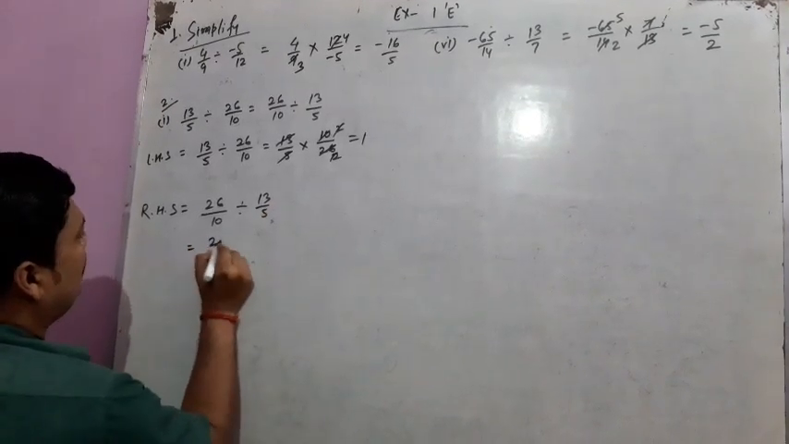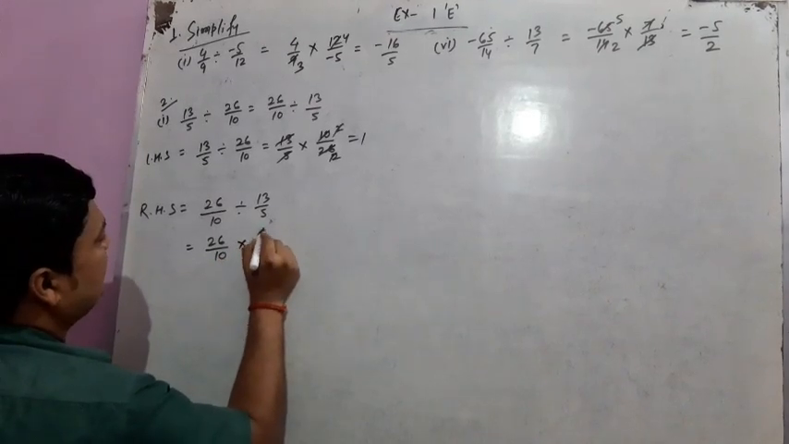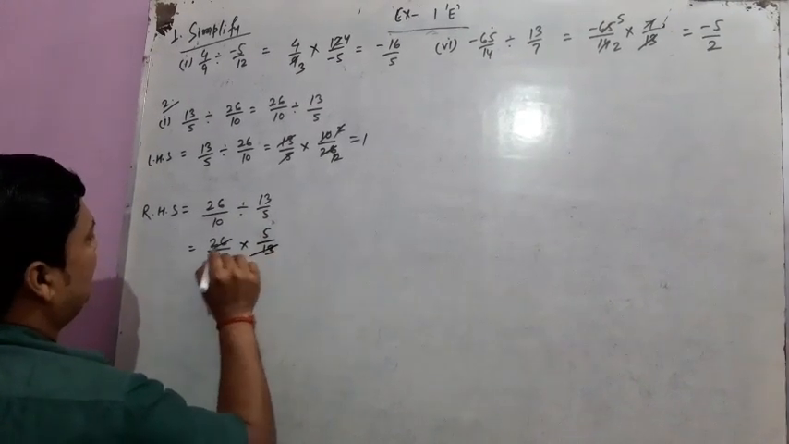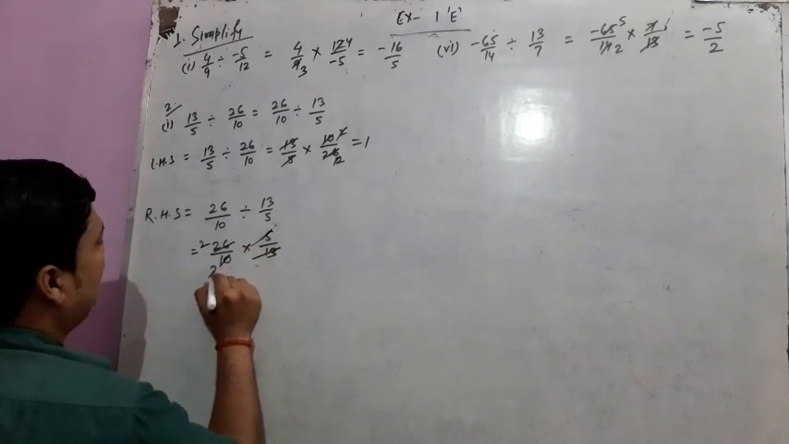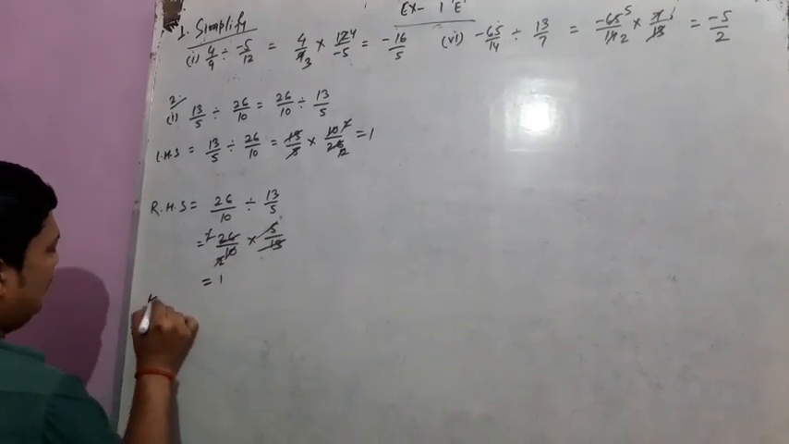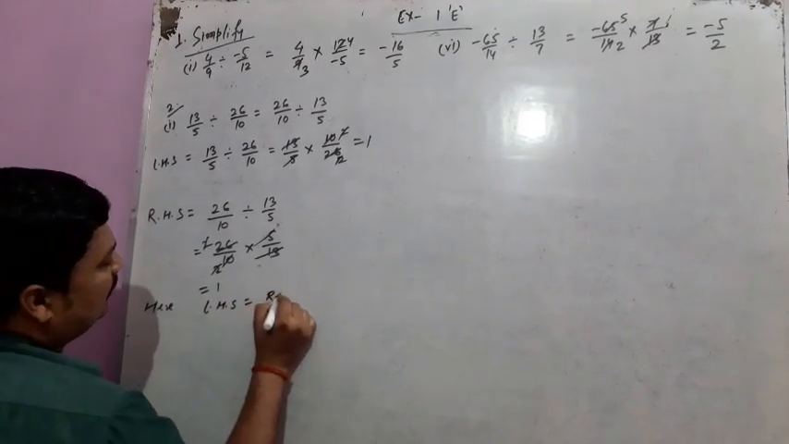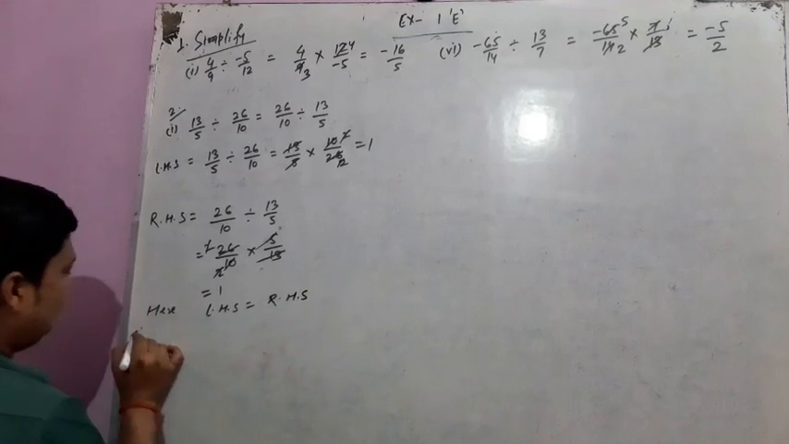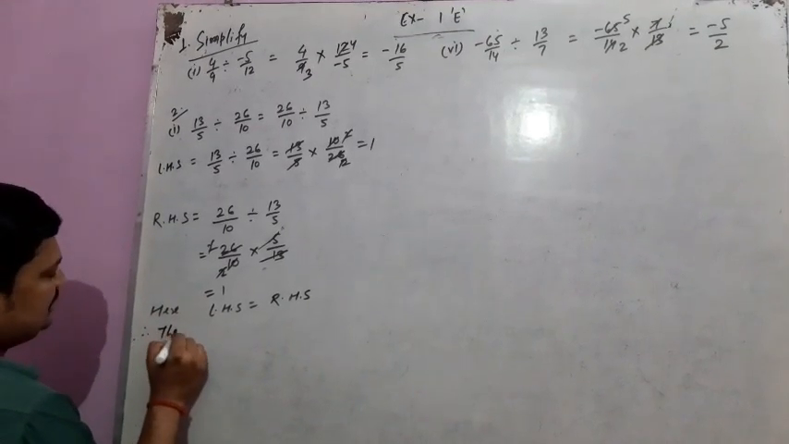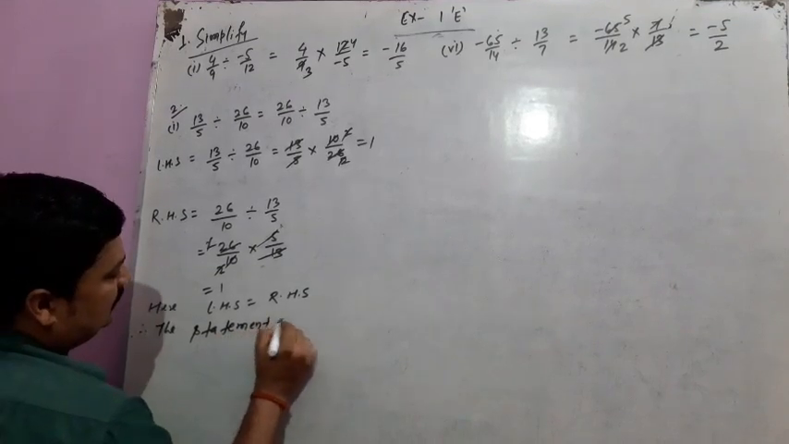Okay. Now 26 by 10, this divide sign turns into multiply. The next term becomes reciprocal, 5 by 13. 13 2s are 26, 5 2s are 10, 2 cancels. It is equal to 1. Here LHS is equal to RHS, therefore the statement is true. The statement is true.